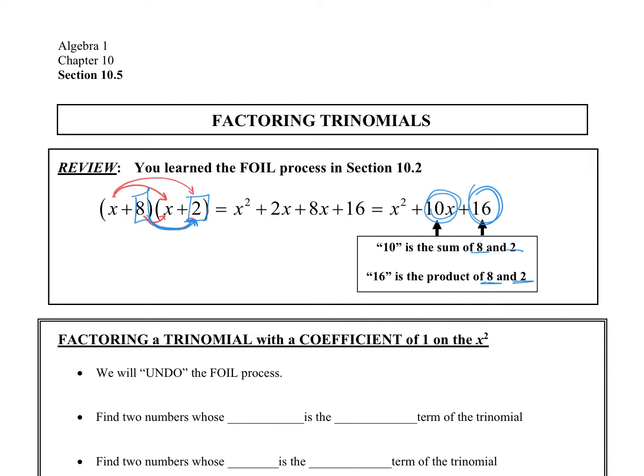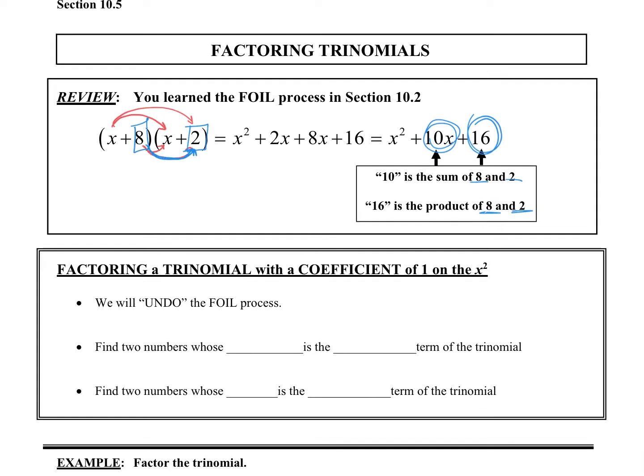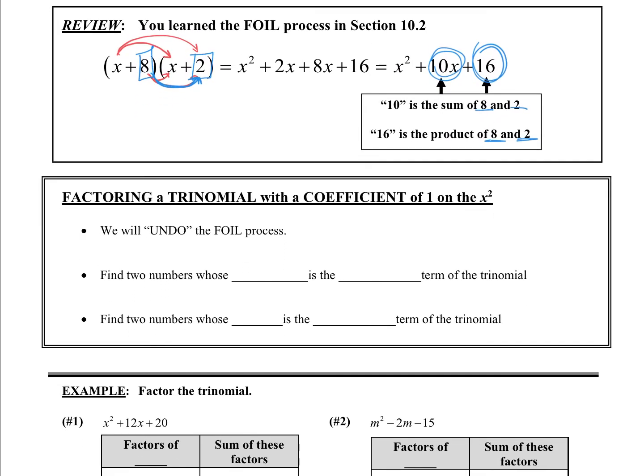So when we're factoring trinomials, it's almost like we're going to be undoing the FOIL process. So factoring a trinomial with a coefficient of 1, that means it's just x squared, there's no number out in front. What we're going to be doing is undoing the FOILing process. So we need to find two numbers whose product is the last term of the trinomial. So 16 up here. So we need to find factors of 16 then.